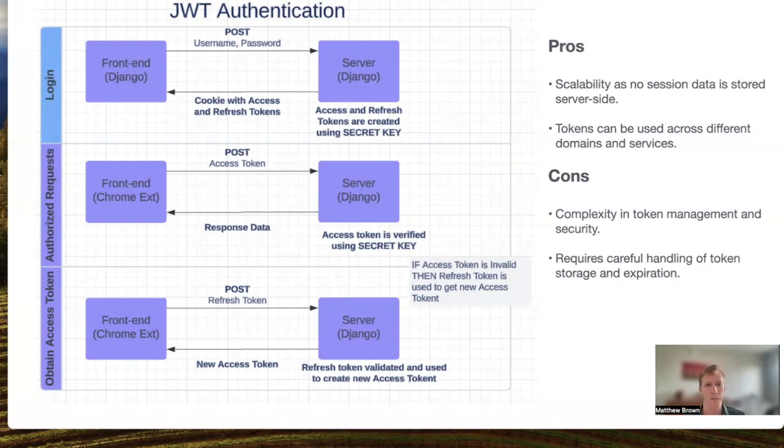So now each time the Chrome extension makes a request, it includes the access token in the request, and that's how the user is authenticated. The access token is verified using the secret key on the server. Access tokens are short-lived and refresh tokens are longer-lived. So once the access token expires, or really anytime it's invalid, the application will try to use the refresh token to obtain a new access token. And then that access token would be used to authenticate requests in the server.